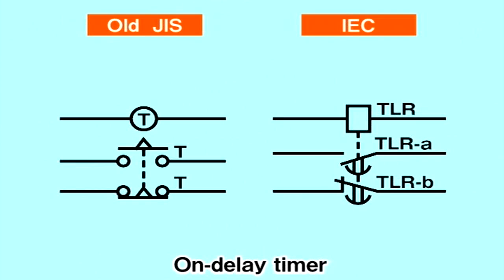In on-delay mode, the relay begins to operate when a set period of time has elapsed after current is passed through the coil. However, the moment the current passing through the coil becomes zero, the relay returns to its original state.